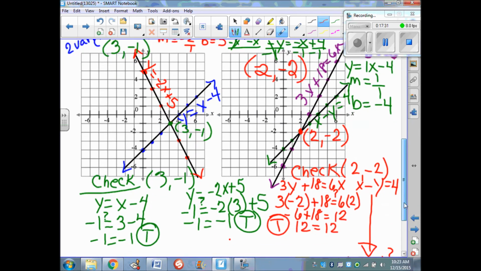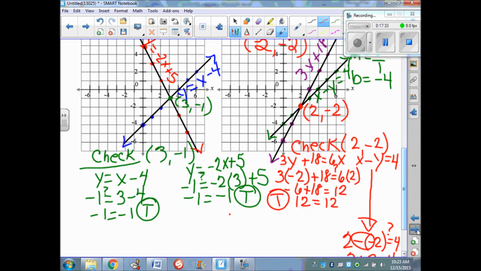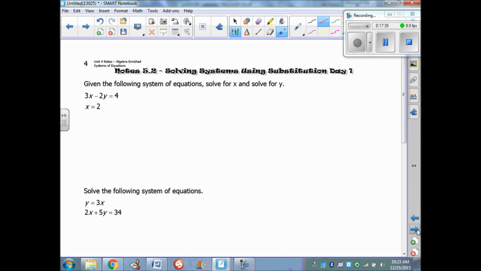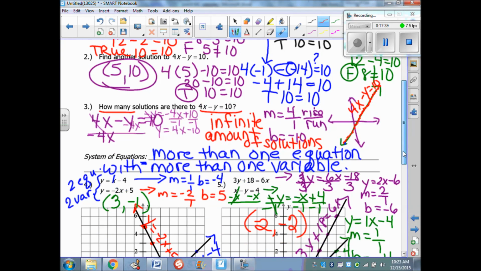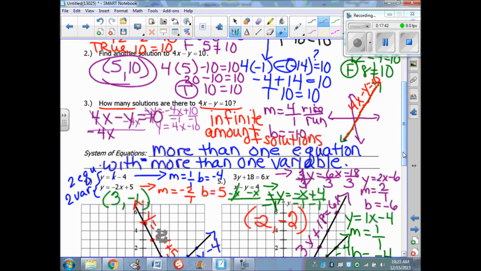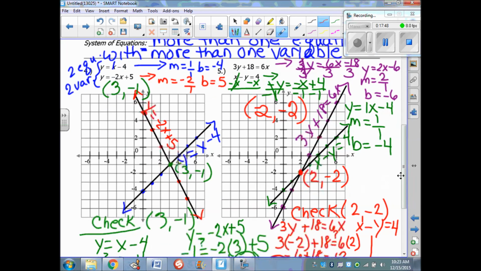Okay? So, I believe, let's see if I go to the next page. Oh, we're good. Okay. We're going to practice. Okay? So nothing new today, really. You know how to graph. You know how to isolate y. The only new piece is finding where those 2 lines bump into each other because that's our solution. Okay? Nice job, guys.